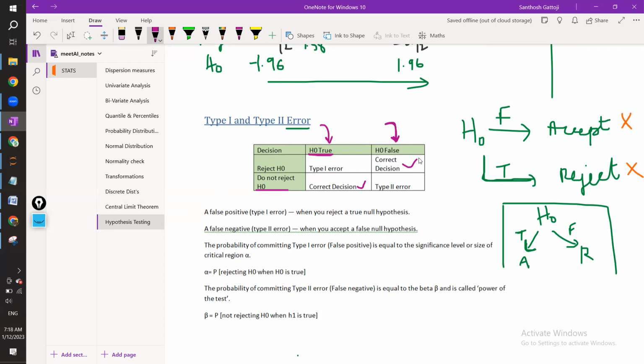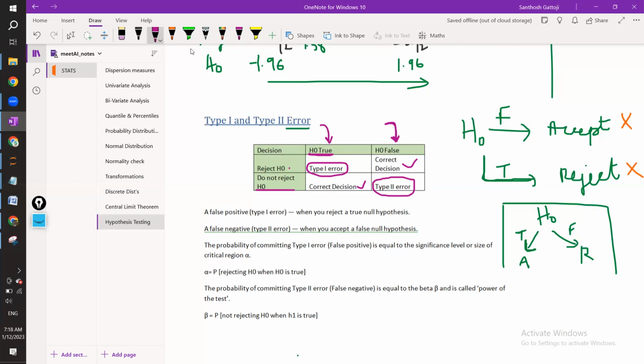Yes, Santosh. Perfect. But as we just discussed, if the null hypothesis is true, instead of accepting, if you reject, that is an error. Similarly, if the null hypothesis is false, you should reject, but you do not reject. That is also an error. So there are two types of errors. Type 1 error is when you reject a true null hypothesis. Type 2 error is when you accept a false null hypothesis. It might be slightly confusing, but pay attention, guys.